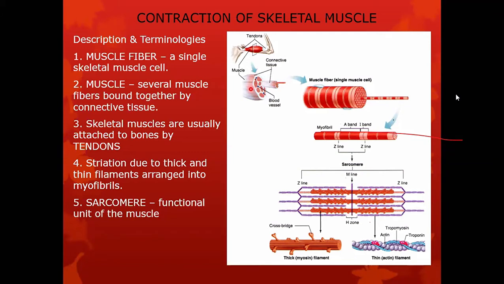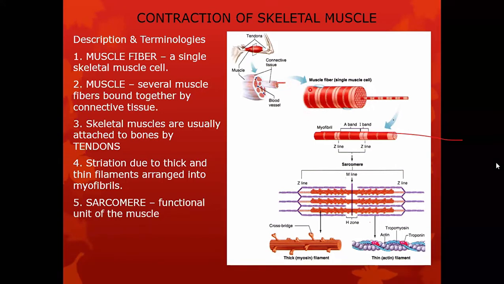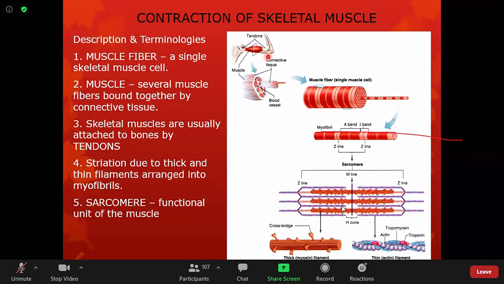The muscle is attached to the bone by a tendon, and this is wrapped by connective tissue. And each muscle cell is also wrapped by connective tissue. So you have several muscle fibers bound together by connective tissue, and these are attached to the bone by tendons.